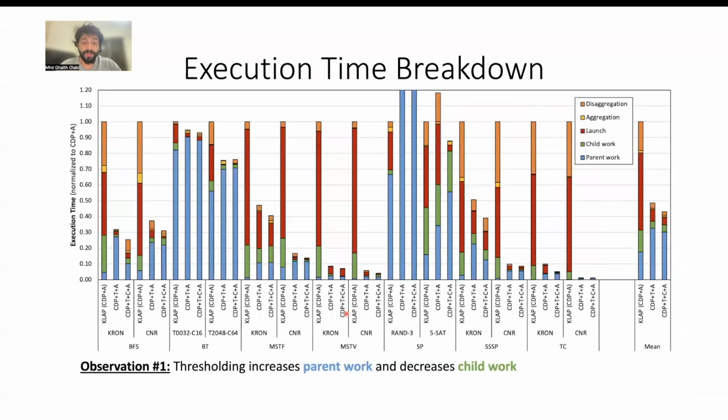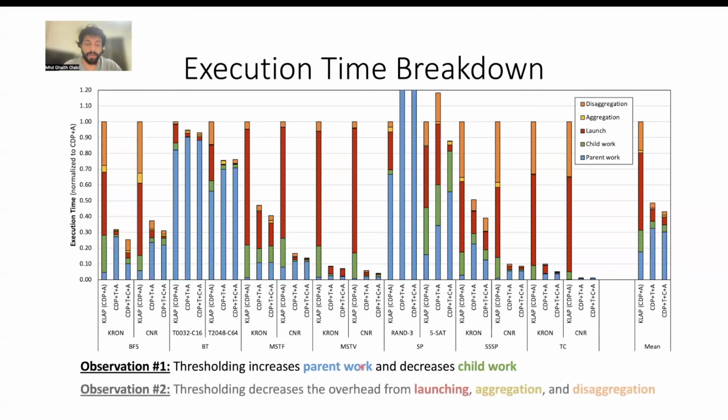Now we profile our work and present the execution time breakdown. Our first observation is that thresholding by itself increases the parent work and decreases the child work, which is expected because when we offset the work, when we serialize the work of the child to be done in the parent, we effectively increase the parent work. The second observation is that thresholding decreases the overhead from launching, aggregation, and disaggregation. And this is also expected because now we are pruning launches and serializing the work instead in the parent.